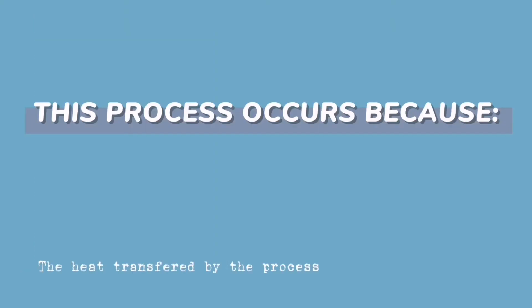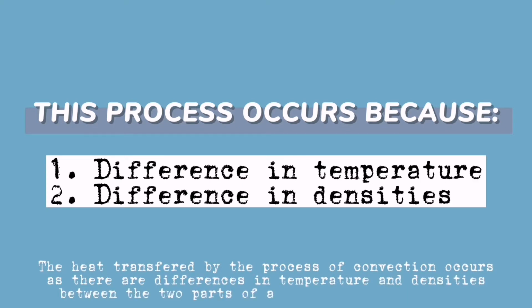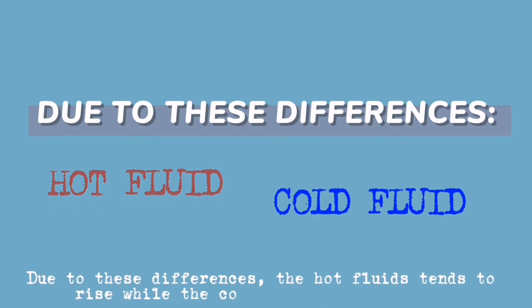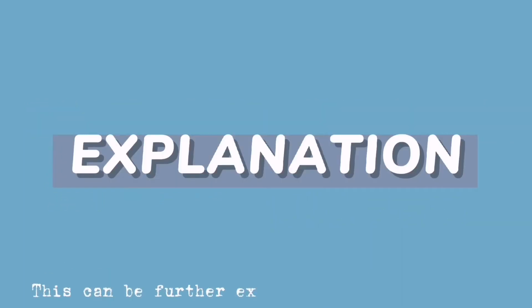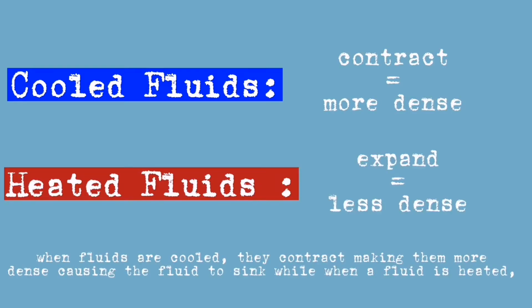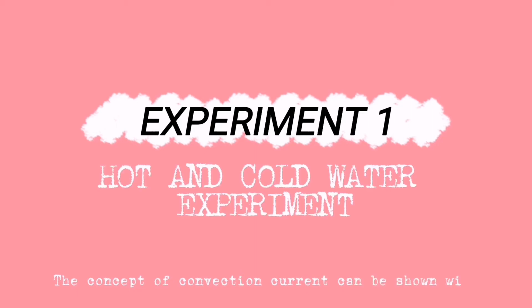The heat transfer by the process of convection occurs as there are differences in temperature and densities between two parts of a specific gas or liquid. Due to these differences, the hot fluids tend to rise while the cold fluids tend to sink. This can be further explained by the fact that when fluids are cooled, they contract, making them more dense, causing the fluid to sink, while when a fluid is heated, it expands and therefore becomes less dense, causing the fluid to rise or float.